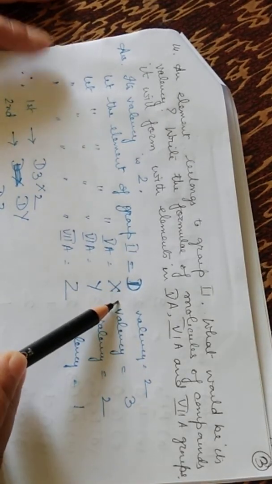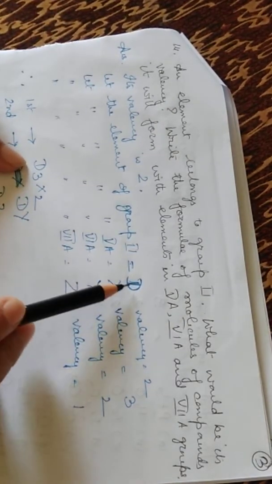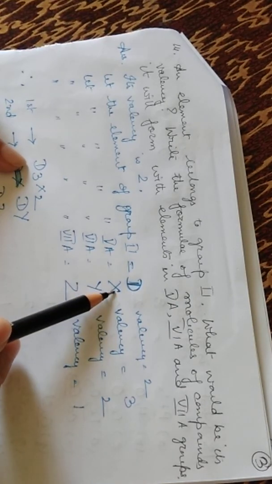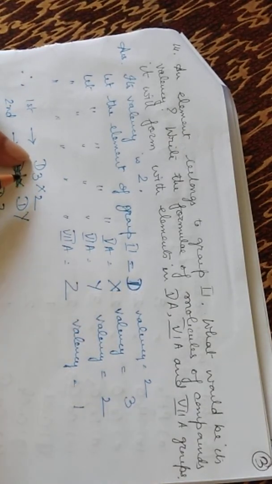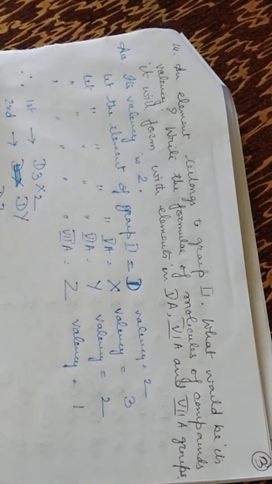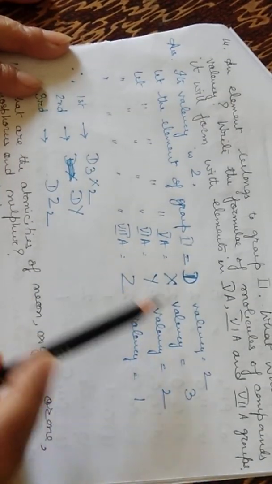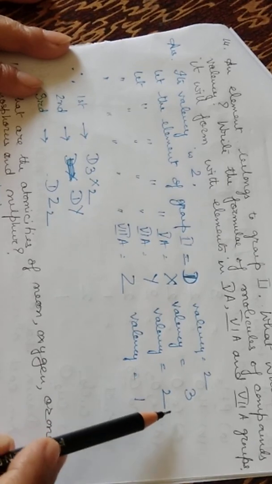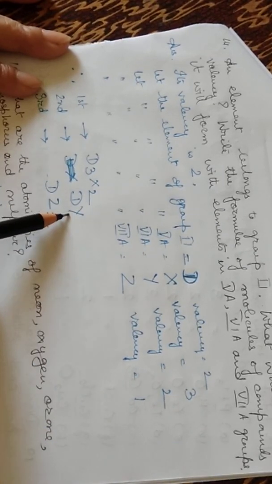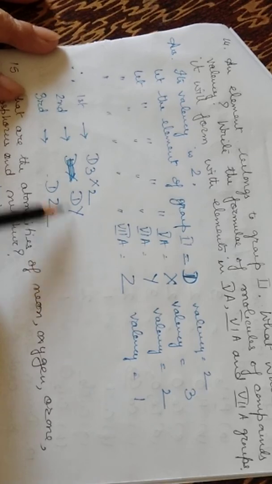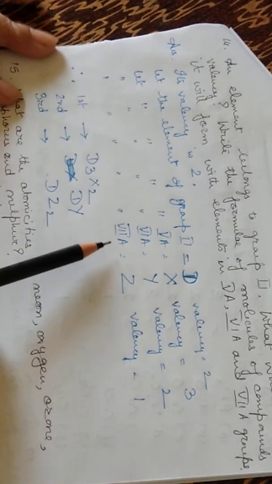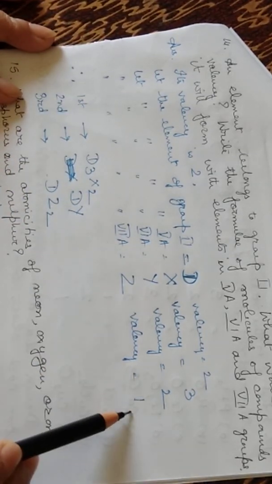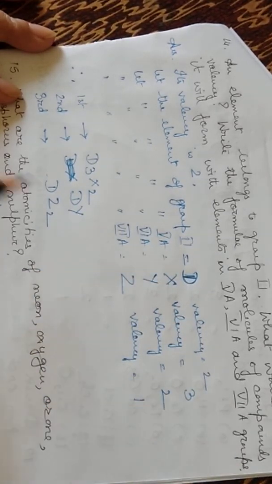Now the first compound: D forms with X. D has 2 valency and X has 3 valency, so interchanging the valencies, it is D3X2. Second, it forms with Y. Y also has 2 valency, so DY will be the same valency. So DY. Third, Z has one valency and D has two valency, so DZ2 will be the compound formed.